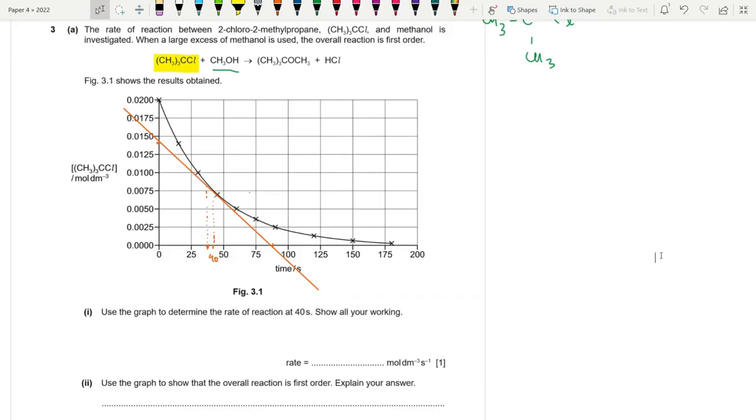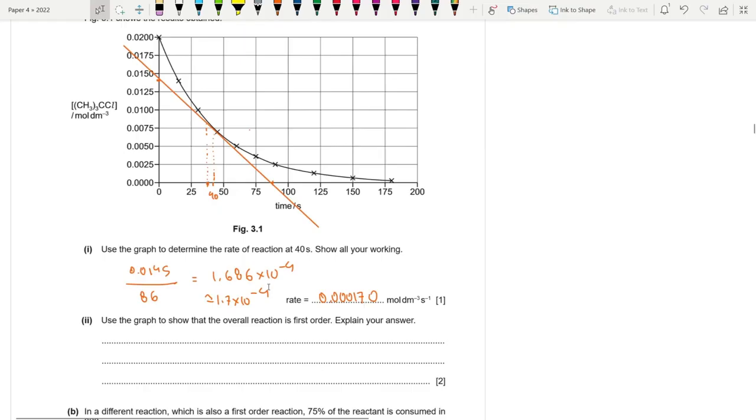So 0.0145 divided by 86 or something. That gives me an answer of 1.686 into 10 power minus 4, which can be rounded off to 1.7 into 10 power minus 4. Approximately 0.000170. It would be better to do if I had a hard copy with the scale, but it should be along the lines of this.